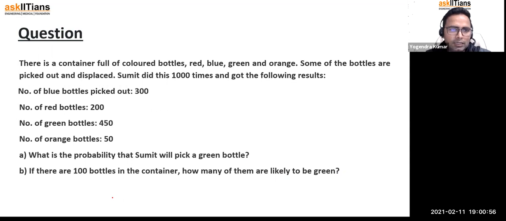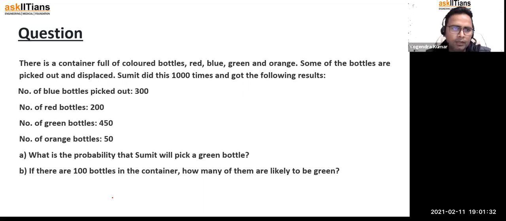Now there is a container full of colored bottles: red, blue, green, and orange. Some of the bottles are picked out and replaced. Sumit did this 1,000 times and got the following. This is the experimental probability, because it is based on the previous data. A similar thing should have been there in the previous question also, but it was not given, so we need to understand it this way. What is the probability that Sumit will pick up a green bottle?